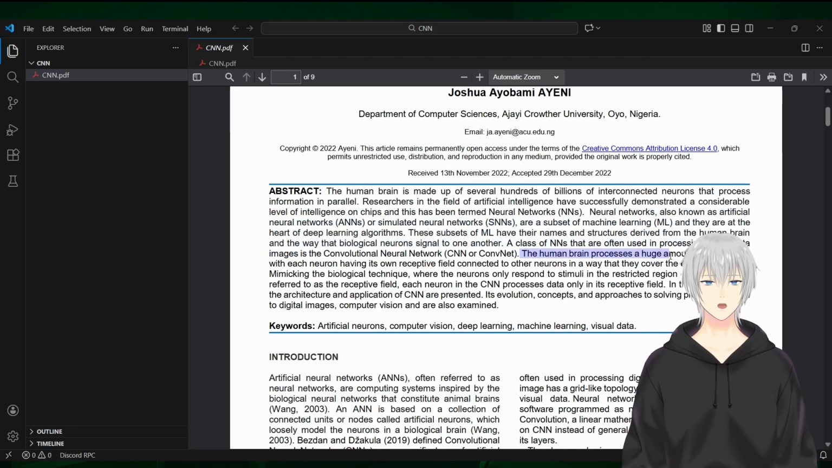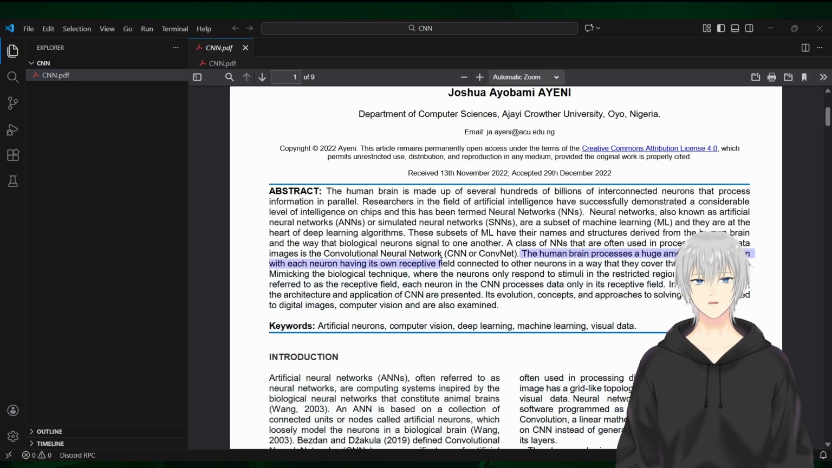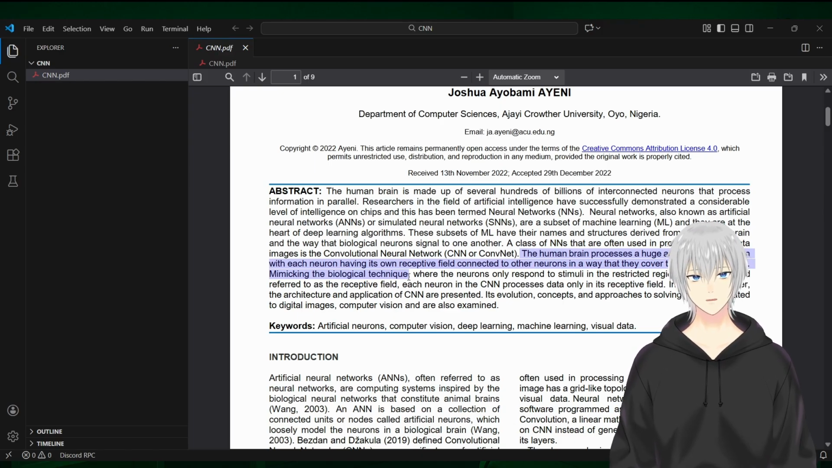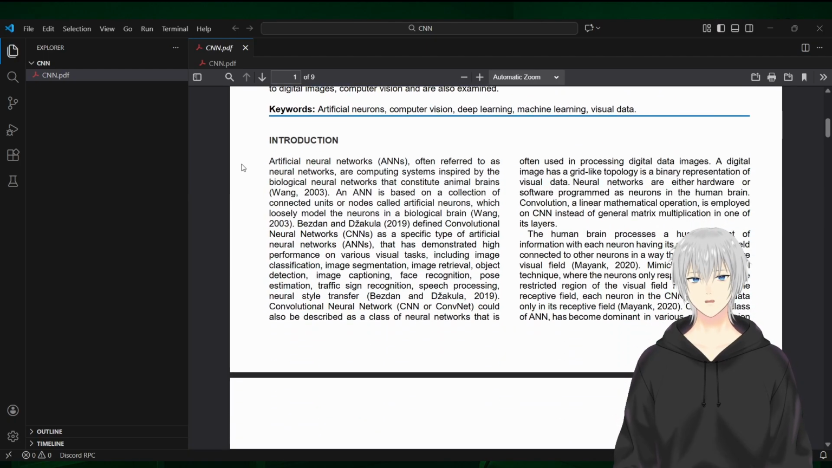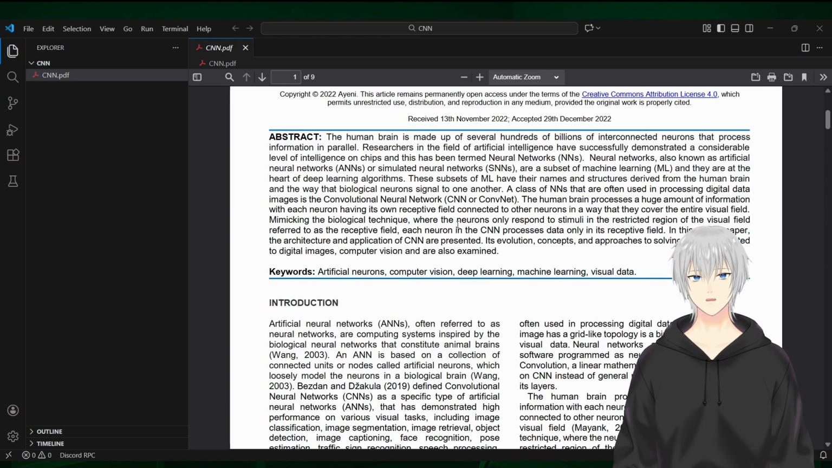The human brain processes a huge amount of information, with each neuron having its own receptive field connected to other neurons in a way that they cover the entire visual field, mimicking biological structure, biological technique. Okay, where the neurons only respond to stimuli in a restricted region of the visual field referred to as the receptive field. Each neuron in CNN processes data only in its receptive field. In this review paper, the architecture and application of CNN is presented, its evolution, concept, approach. Okay, so that's the introduction. That was the abstract. Now this is the introduction part.